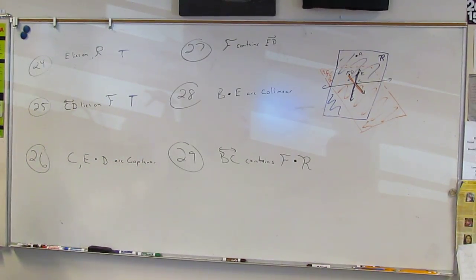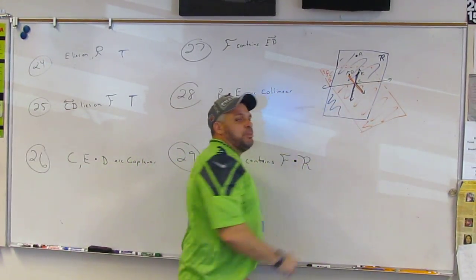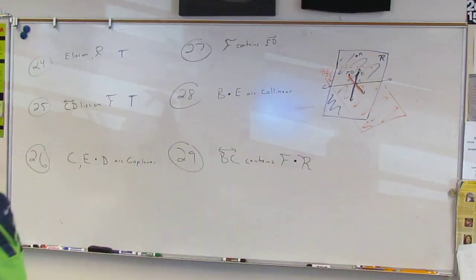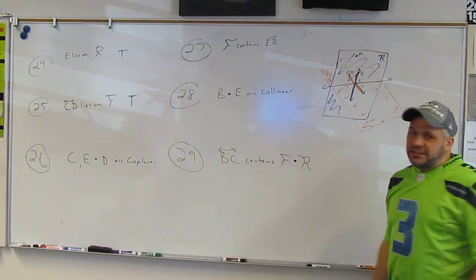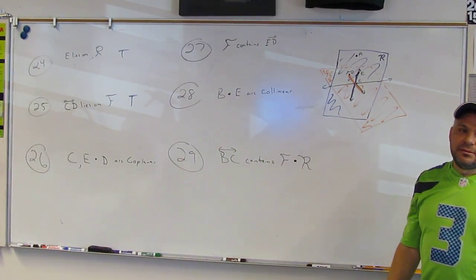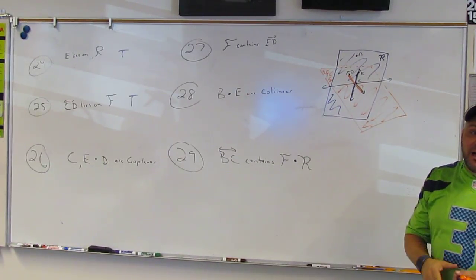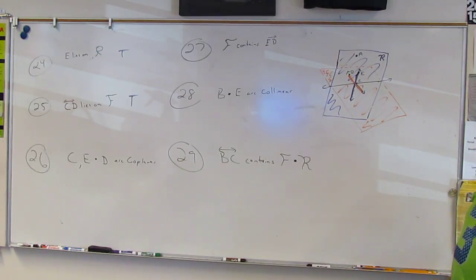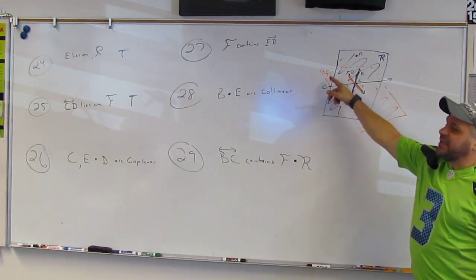Alan, C, E, and D are coplanar. Is that true? C, E, and D are coplanar. Now remember, coplanar means they exist on the same plane. So do C, E, and D all exist on the same plane? Yes. Why? Because they're on the same one. No. They don't exist on R, and they don't exist on F.